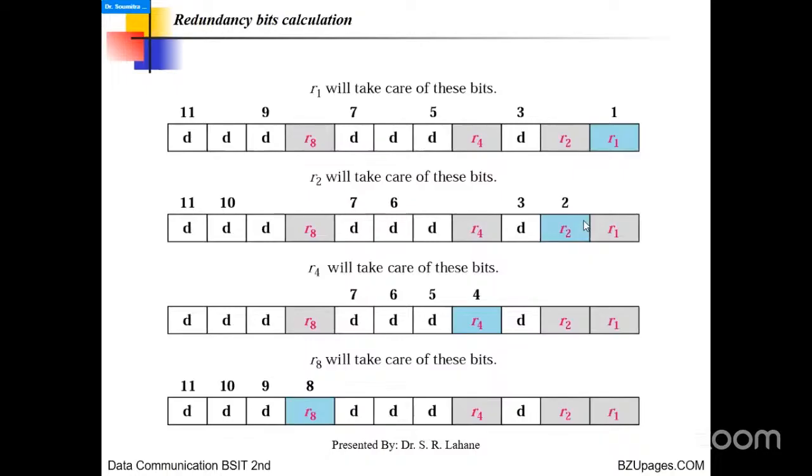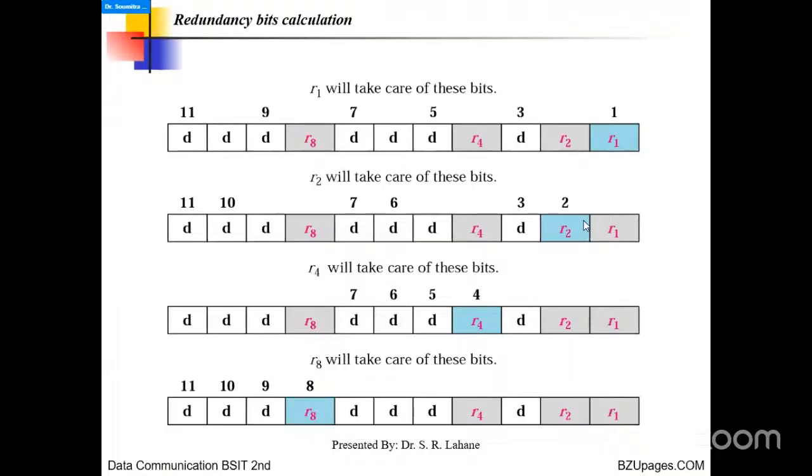The second row, to decide R2: bit positions 2, 3, 6, 7, 10, 11 are considered to define the R2 redundant bit for even parity. In the third row, to define R4, bit positions 4, 5, 6, 7 are considered for even parity. And to define R8, bit positions 8, 9, 10, 11 are considered to define the R8 parity or redundant bit.